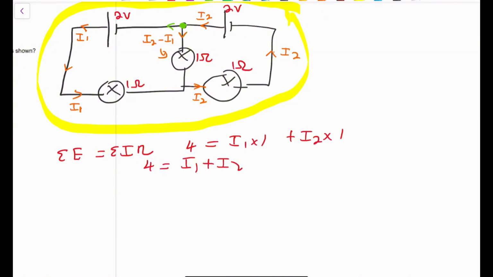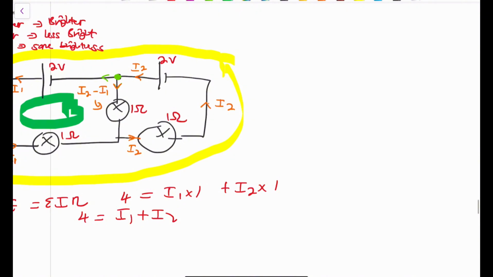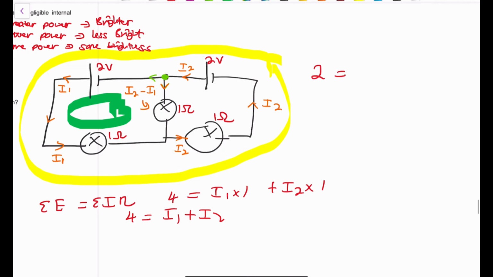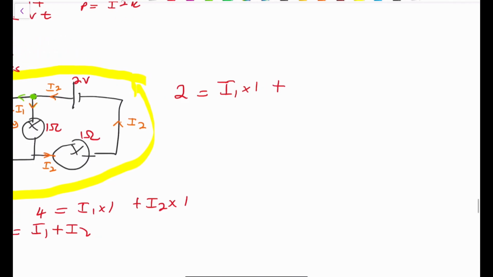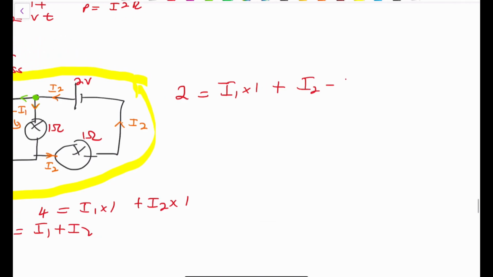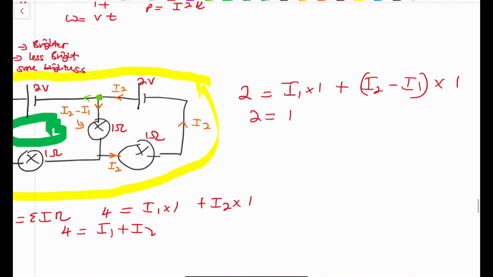I can consider another loop, this smaller loop over here, then I go back over here. I can just consider this loop. What's my power source in this loop? It's 2. That's going to be equal to, if I move here, I1 times 1, plus, if I move here, I2 minus I1 times 1. So you're going to get 2, which is going to be I1 plus I2 minus I1. All right, and these two are equal.